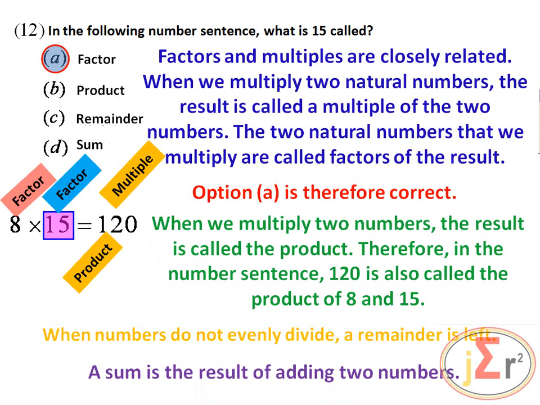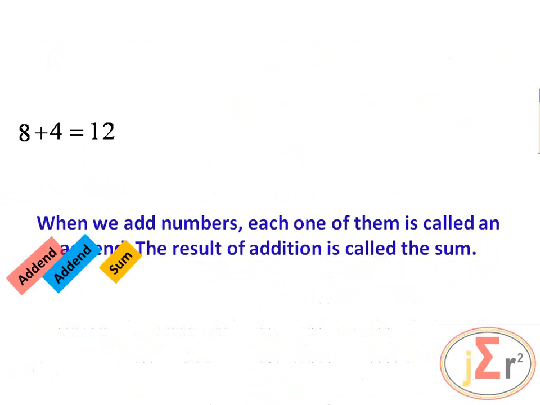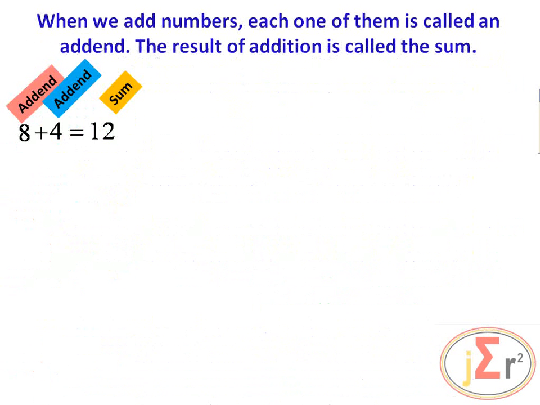A sum is the result of adding two numbers. So what is a sum? The sum is the result of adding two numbers. When we add numbers, each one of them is called an addend. The result of addition is called the sum.